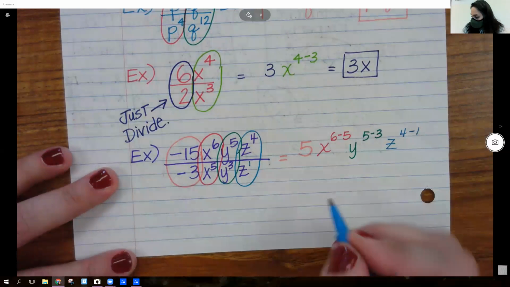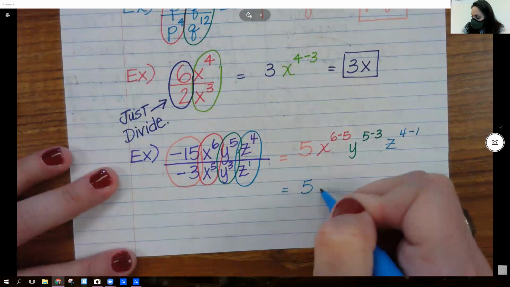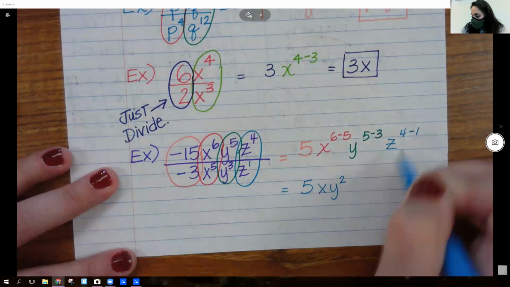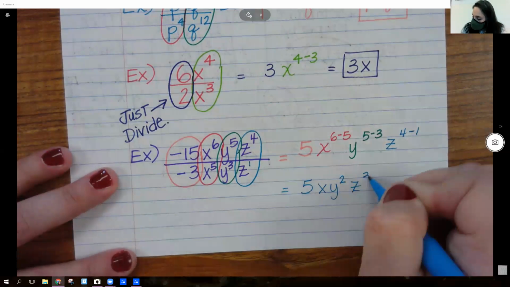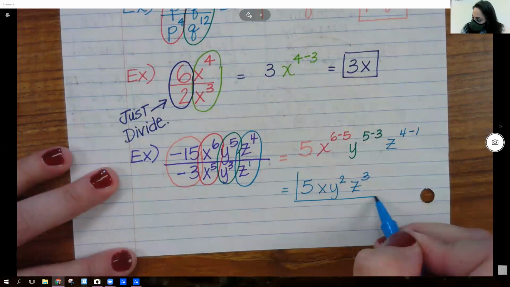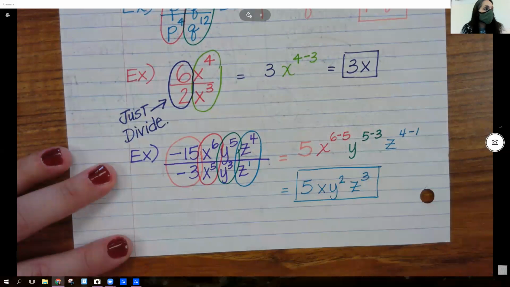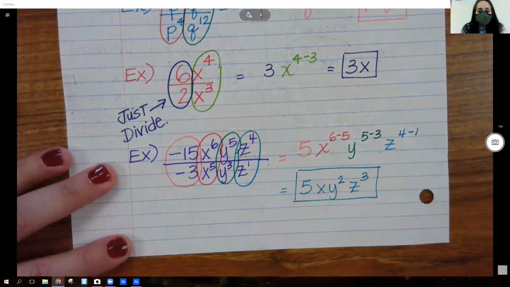Okay? That's going to simplify to 5x y squared z to the 3rd. And that is completely and totally done. You don't have any more like terms, so you can't combine anymore. And that's it. Okay.